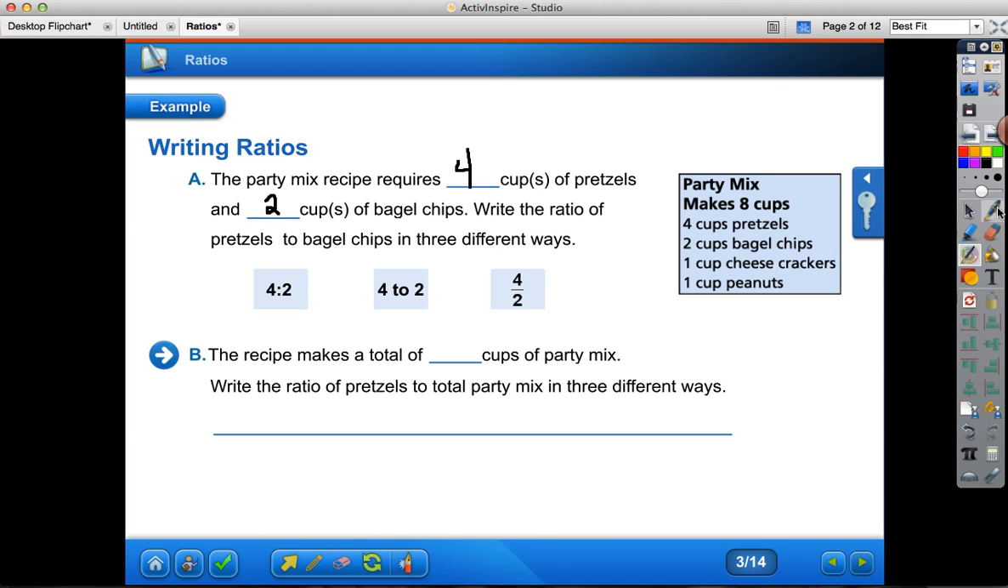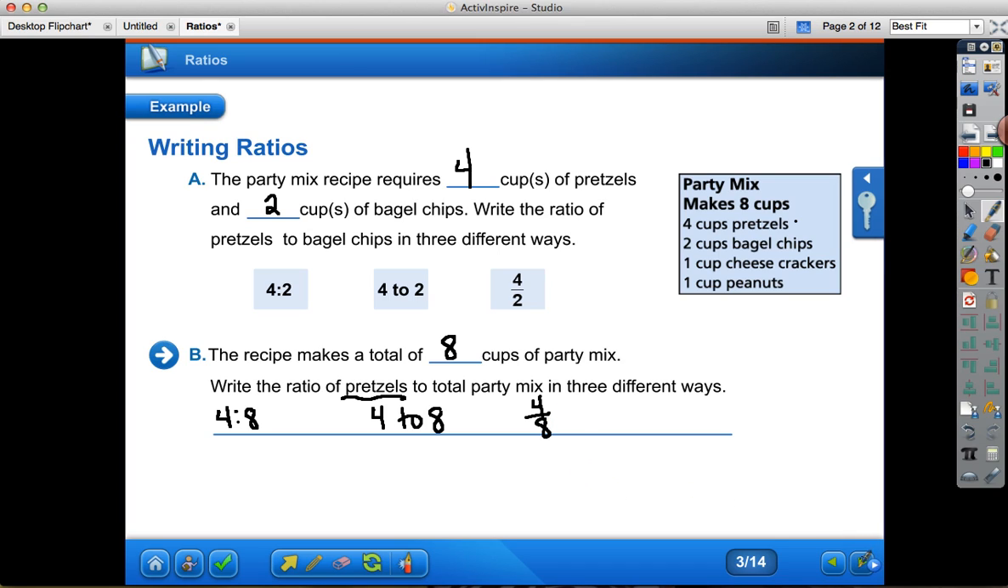All right, so another ratio that we can look at is, the recipe makes a total of 8 cups of party mix. So this is not another way, this is our new ratio. So if we want to write the ratio of pretzels to total party mix, we would have to look and see that, okay, we have 8 cups of party mix, but we need the number of cups of pretzels first. The number of cups of pretzels is 4, so that would go first. So it would be 4 to, the total cups of party mix is 8, so 4 to 8. I can now write it using my word, 4 to 8. And I can write it using the fraction bar, 4 to 8.